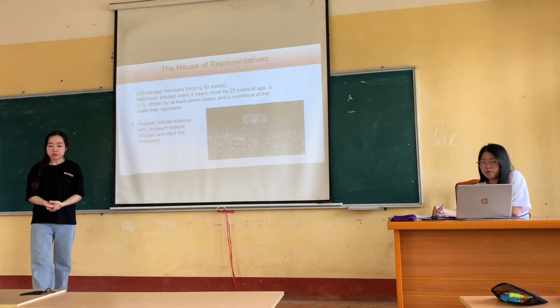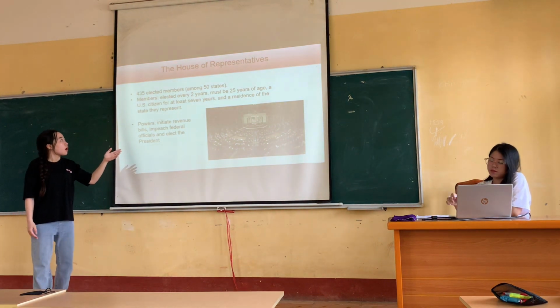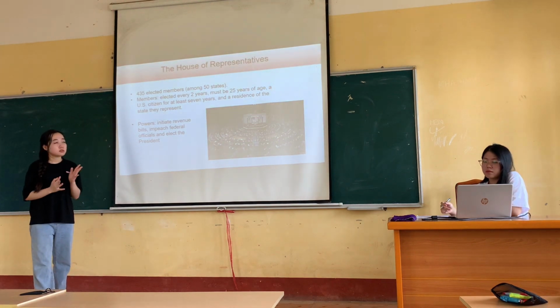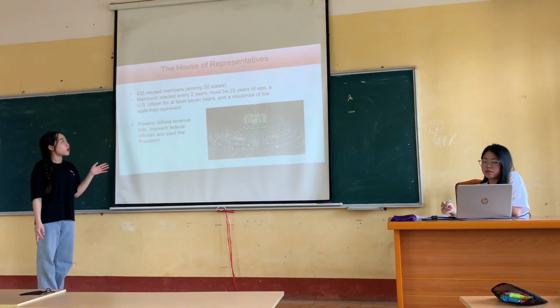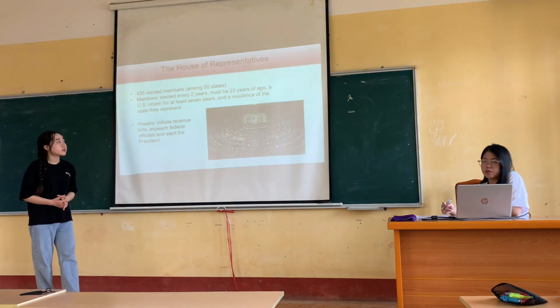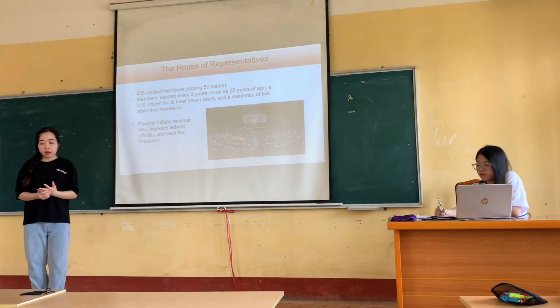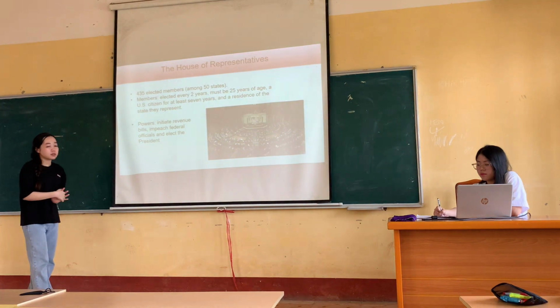In order to be elected as a representative, an individual must be at least 25 years old, must have been a U.S. citizen for at least 7 years, and must be a resident of the state that they represent.